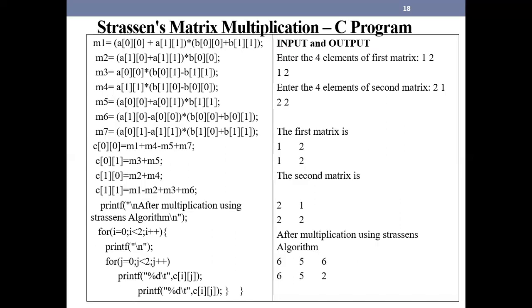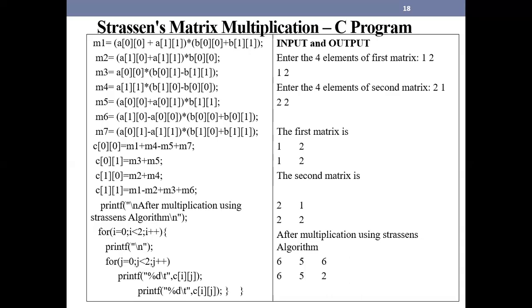Here we are finding Strassen's formula M1 to M7 values. The input is the A matrix and B matrix, which are two-dimensional, and the results here are scalar values. After finding M1 to M7, we have to find the values for matrix C. These are the 4 formulas for C: C00, C01, C10, C11 using the M formulas. So this is the value of the C matrix. Then we print the output C matrix. So we get 4 elements.